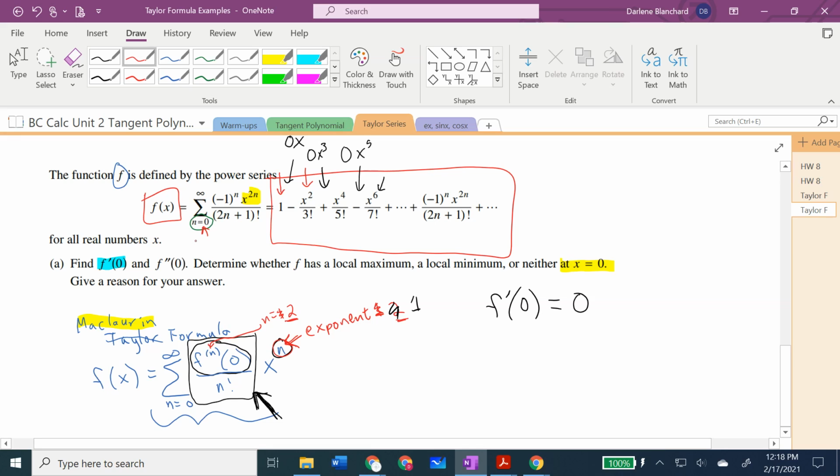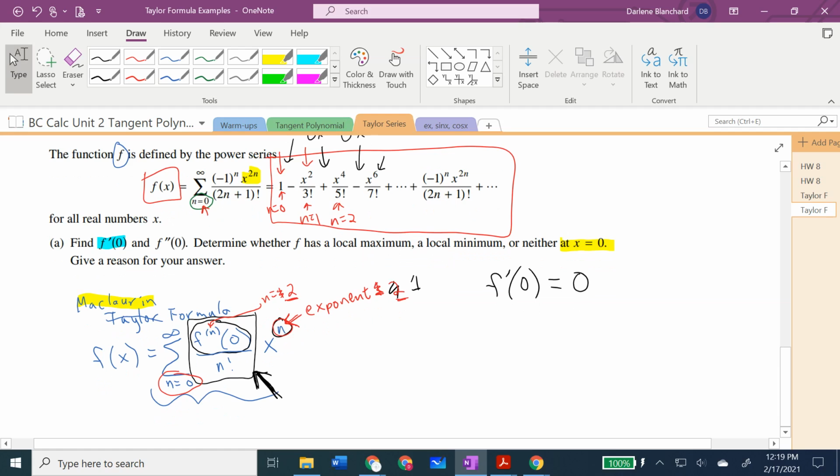When I use this n and plug it into all my n's, n equals 0 gives me my constant. But n equals 1 is actually giving me my degree 2 term. n equals 2 gives my degree 4 term. And those n's are different from these n's. The Taylor series goes through every single one.